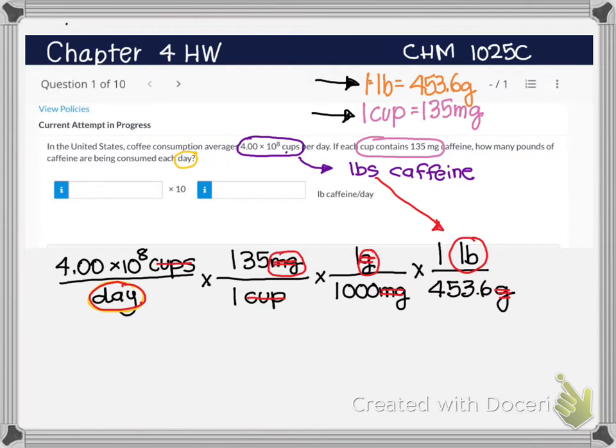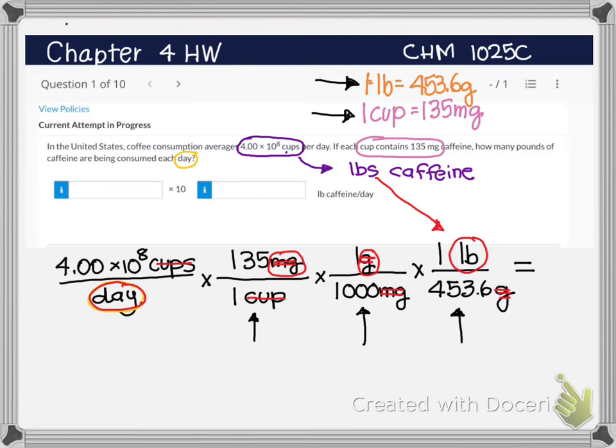Remember, I told you we were going to have day the whole time. You really, to solve this problem, would not have to write it there. So if you follow through the units, always canceling the numerator with the denominator, on the first step we took out cups. Then on the second one, we took out milligrams, leaving us with grams. And then finally, we took out grams and left us with pounds.